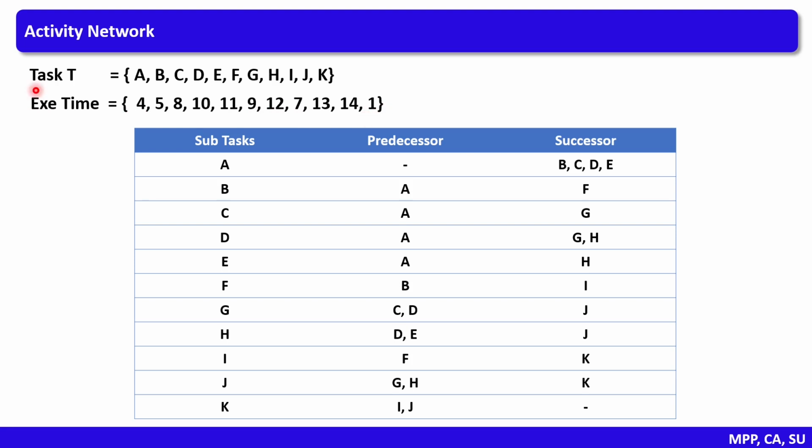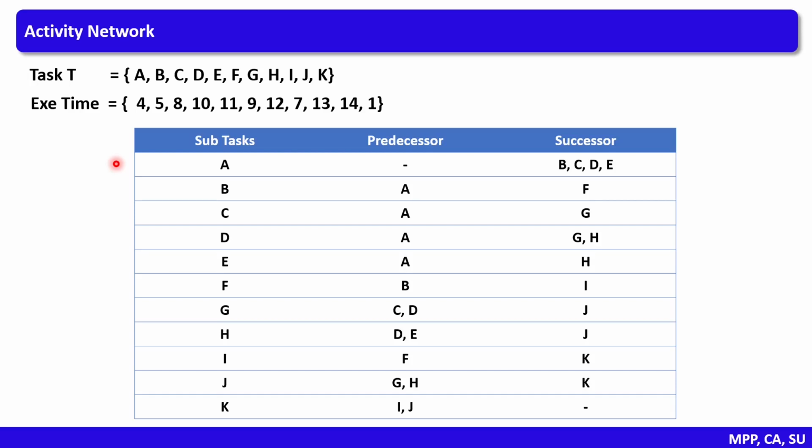Now let us understand activity network with the help of an example. Let us consider a composite task T. T has in it set of subtasks starting from A to K. Let us assume that the execution time of the tasks A to K are as specified.